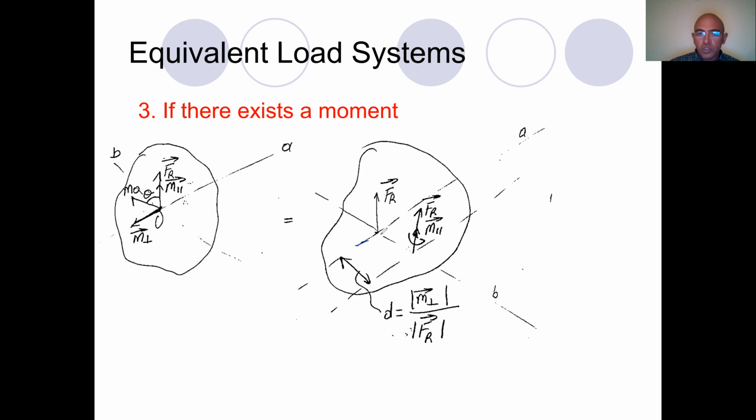So in this direction, yes, the resultant force will generate a moment in this direction, and certainly there exists a distance d. We can move the resultant force and the parallel component of the moment to a distance d at which the in-plane component of the moment will be 0. It will be much clearer, I think, when we solve some examples.